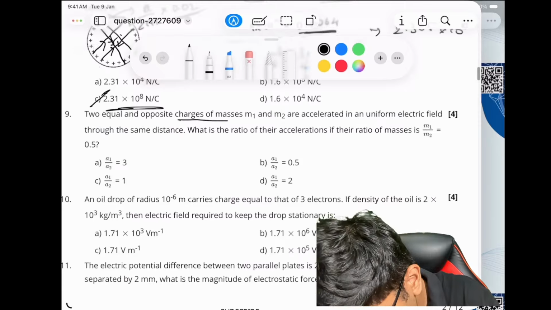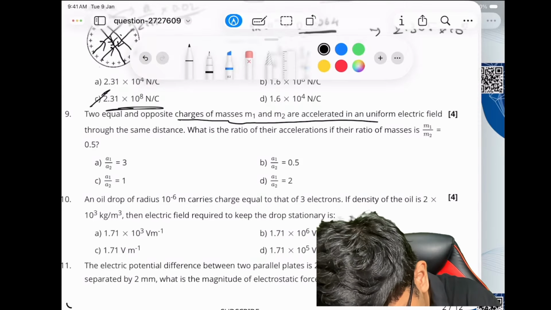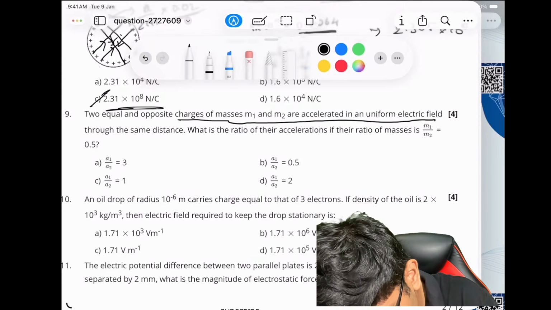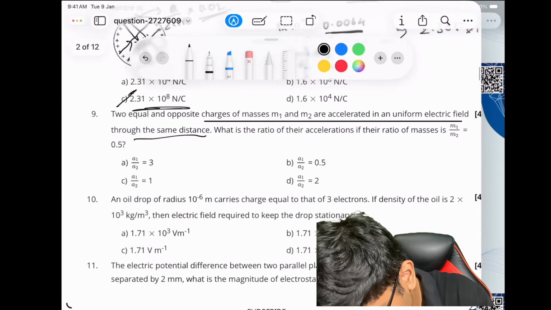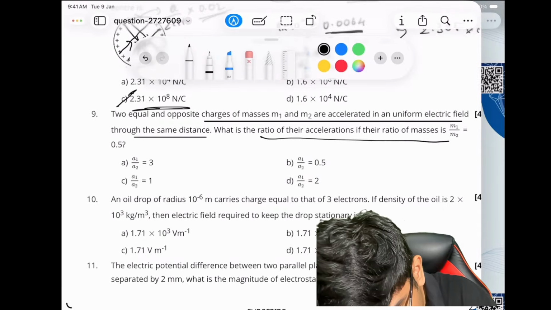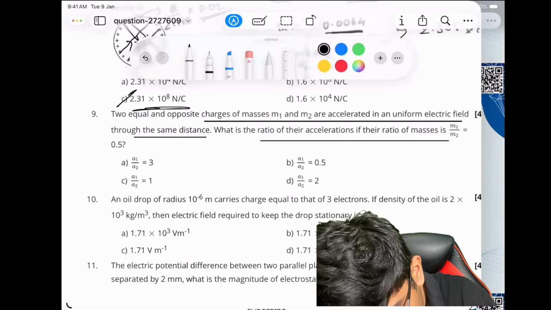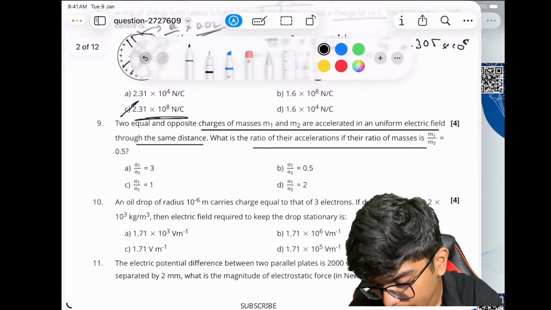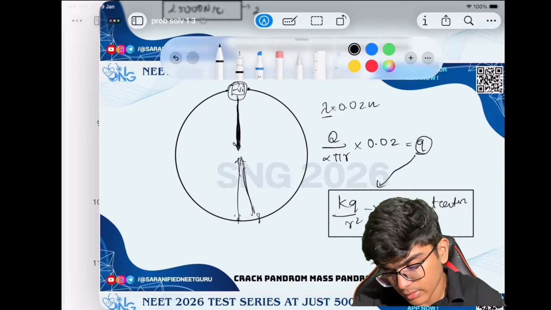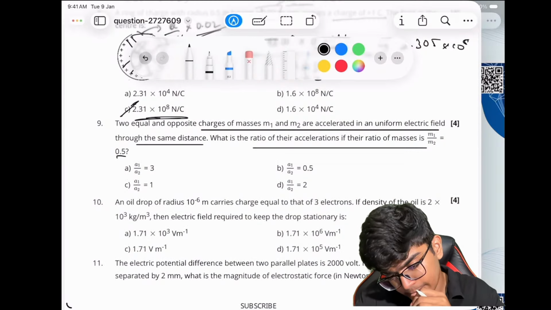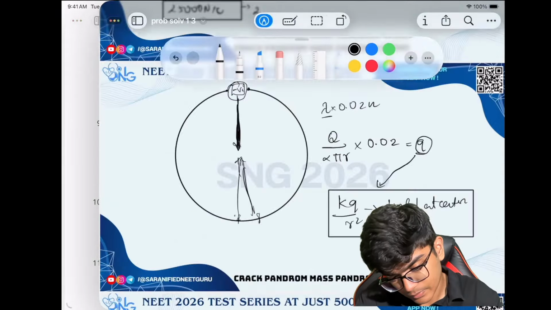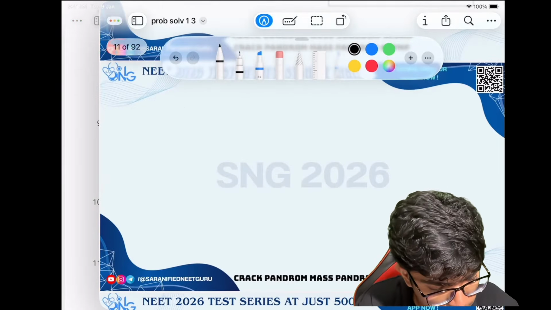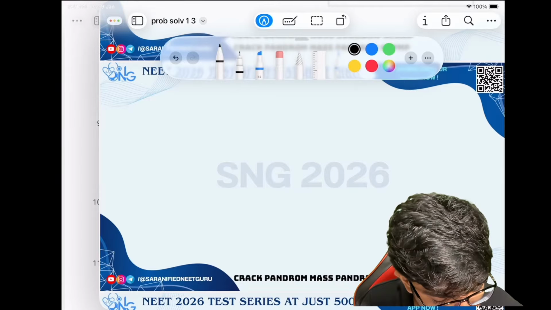Two equal and opposite charges of masses m1 and m2 are accelerated in uniform electric field through the same distance. What is the ratio of their acceleration to the ratio of masses is? Two opposite charges, electric field, same distance. Okay, nice question.